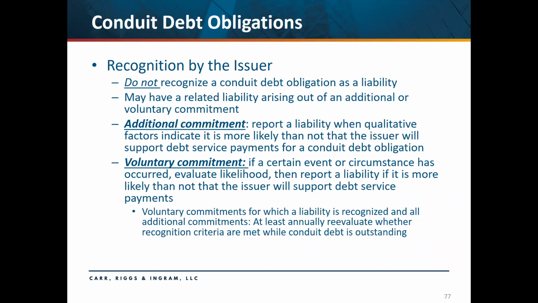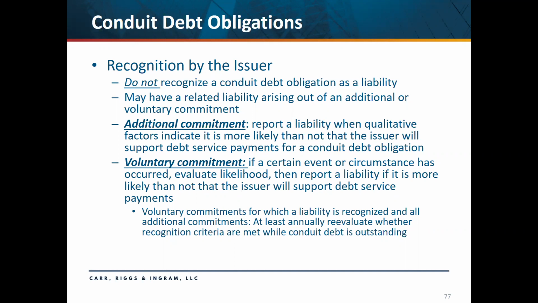Now, for those additional commitments, there's a list of qualitative factors in paragraph 13 of Statement 91 that's going to help you go through those. So if you have this additional commitment, you're going to have to go through those different factors to determine if you need to report that liability.